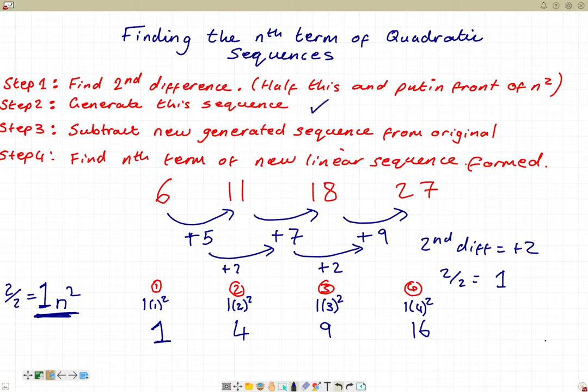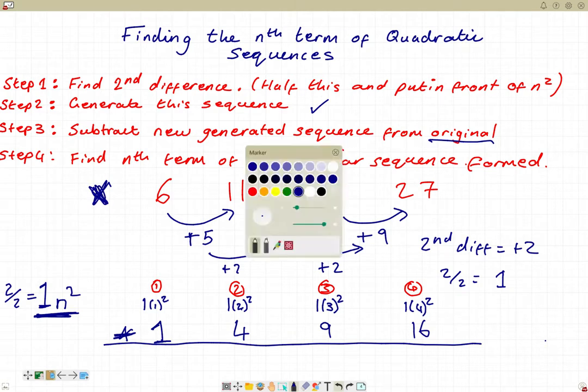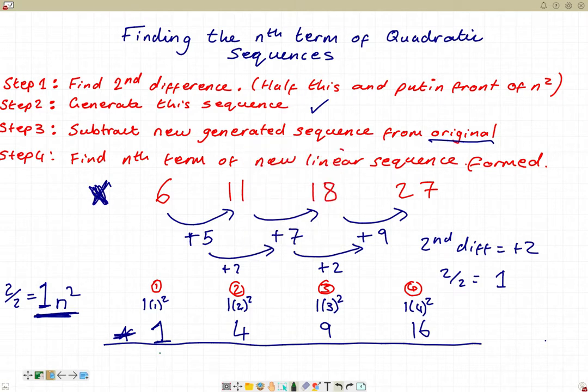Now step 3, I have to subtract the newly generated sequence, the one I've just generated, from the original. So I'm going to draw a little line and take this away. 6 take away 1 gives me 5. 11 take away 4 gives me 7. 18 take away 9 gives me 9. 27 take away 16 gives me 11. So I'm done with step 3 now.